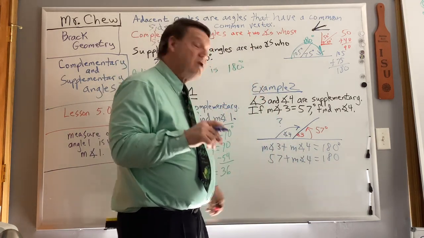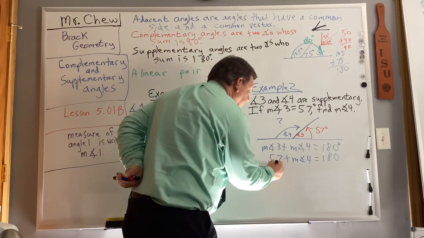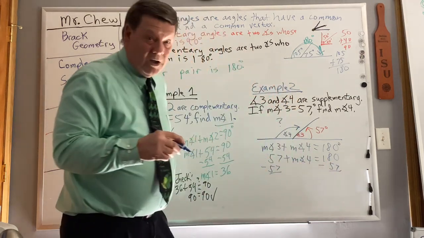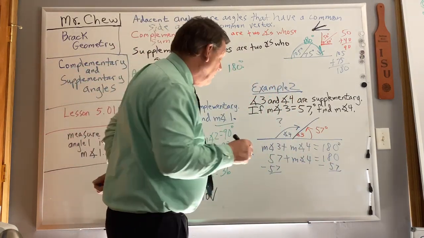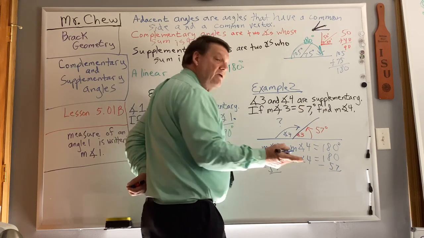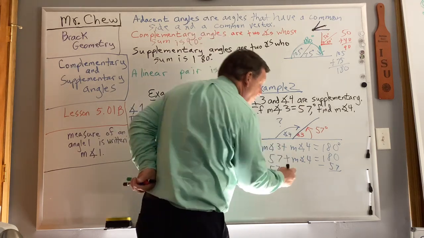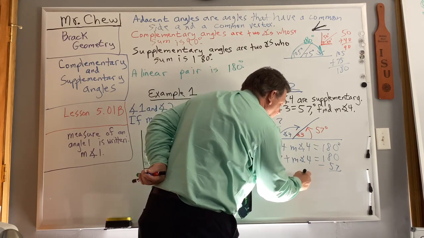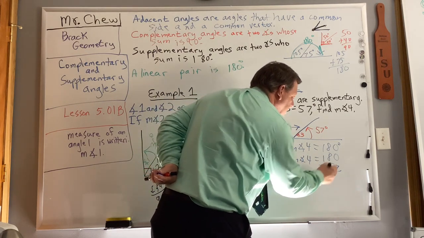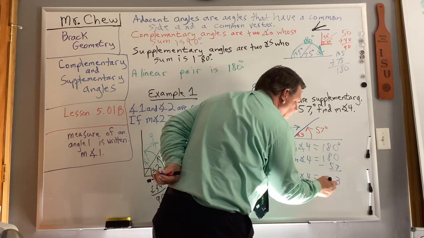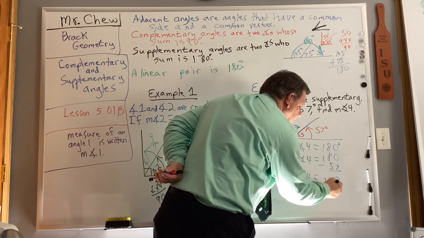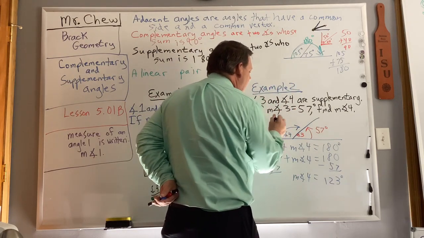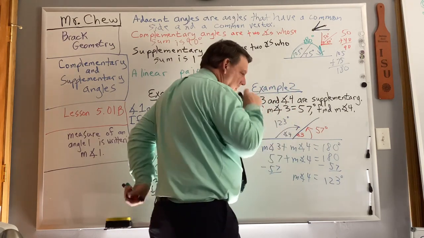Now I'm going to use an inverse operation to subtract 57 from the left and the right, and that operation that you learned in algebra was the subtraction property of equality. 57 minus 57 is 0. 0 plus the measure of angle 4 is the measure of angle 4, which equals 123 degrees. So I can say this is 123 degrees.